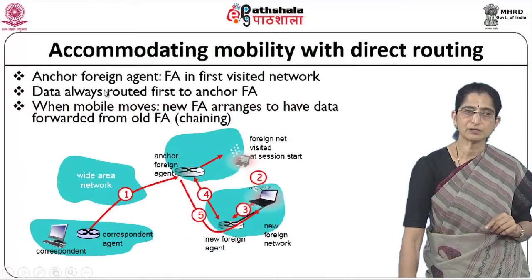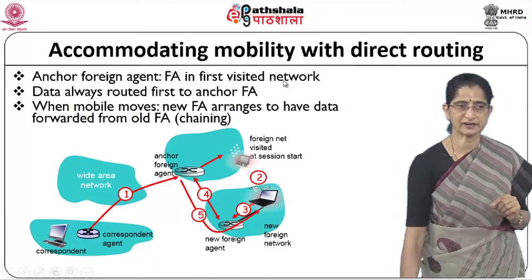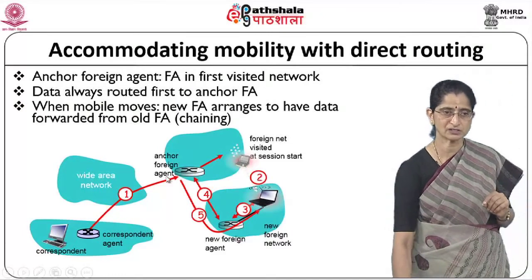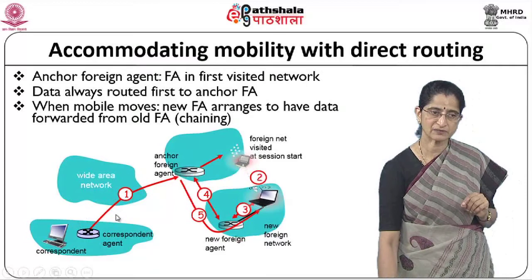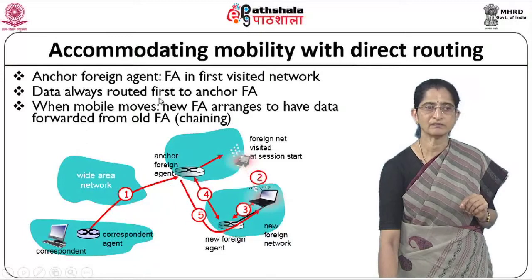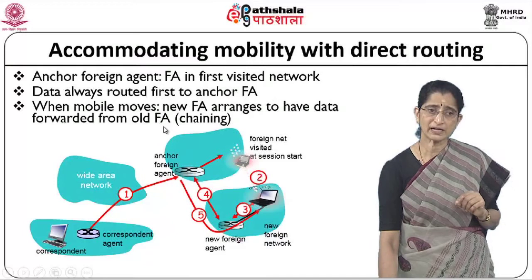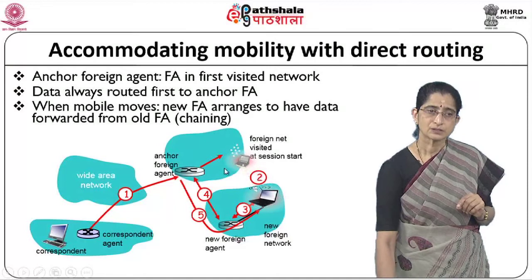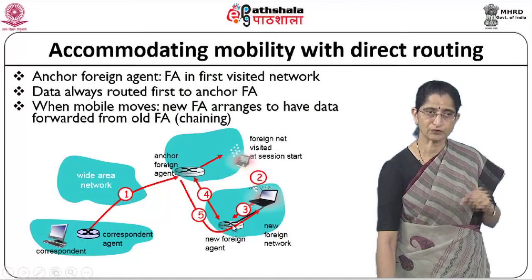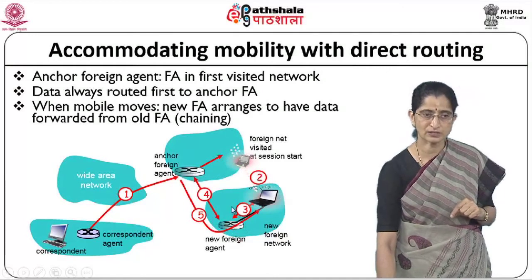So, we talk about something called an anchor foreign agent. That is the foreign agent in the first visited network, which is called the anchor foreign agent. Let us say this was the first visited network. Now the home agent has given the address of this anchor foreign agent to the correspondent agent. So, the data will always be first routed to the anchor foreign agent, and if the mobile moves, let us say, from this network to this new foreign network here, what the new foreign agent will do is arrange to have the data forwarded from the old foreign agent.